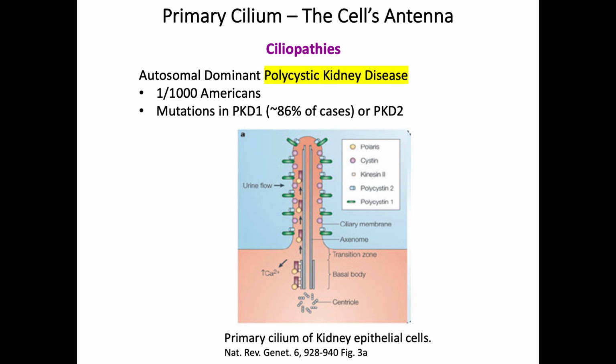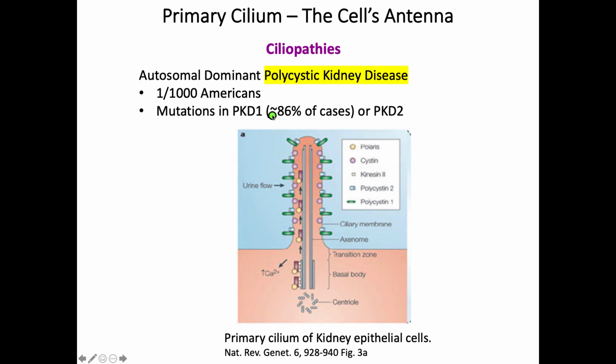Here we are talking about 2 diseases. These diseases are called ciliopathies, which is the generic term for this type of disease. One of them is polycystic kidney disease. It's autosomal dominant, and about 1 in 1,000 Americans are affected by it. It happens due to mutation of either of 2 genes. The first is polycystic kidney disease gene 1, PKD1. 86% of PKD is due to that, and the rest is due to PKD2.